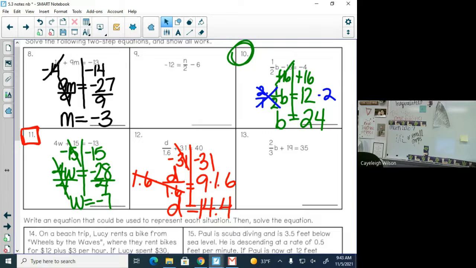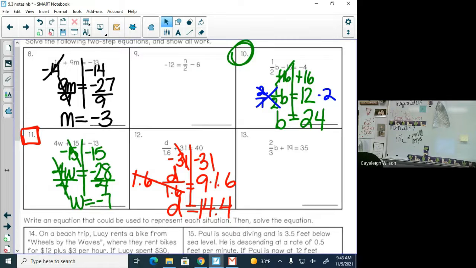All right, let's check this one. So it's 1/2 times b, but what did I just find b was? Okay, so what's half of 24? And what's 12 minus 16? Bingo, I'm right. Okay, check this one. 4 times w, what did we just say w was? Okay, what's 4 times -7? -28, and what's -28 plus 15?